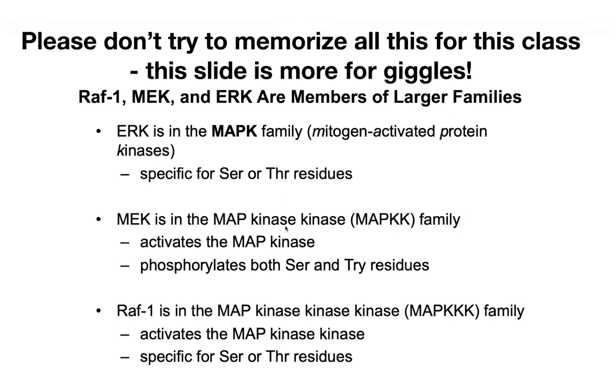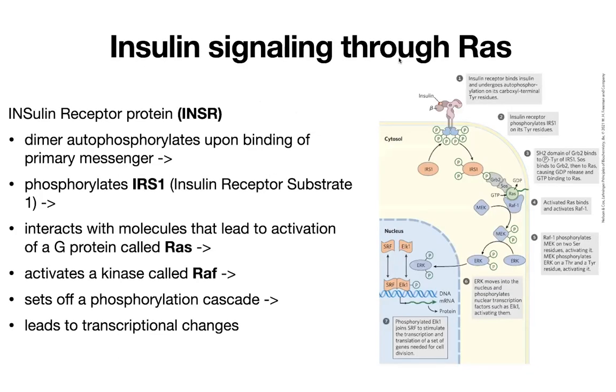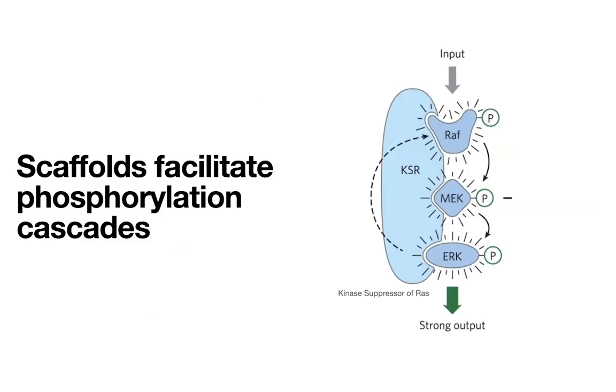So ERK is in this MAPK family, and it was activated by MEK. MEK is a kinase that activates the MAP kinase, so MEK is going to be in the MAPKK family. And if we had a MAPKK that was activated by another kinase, that other kinase would be a MAPKKK. So RAF1 is in the MAPKKK family. Basically, the naming can get complicated. What I find most useful is being able to look at pathways and look at arrows, what's going where, and not try to memorize everything.